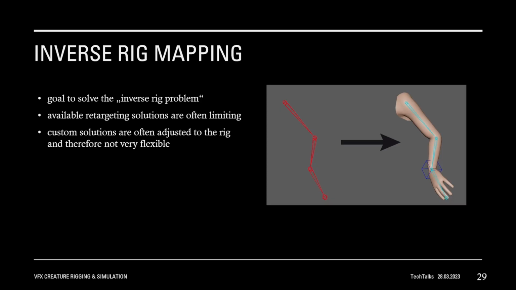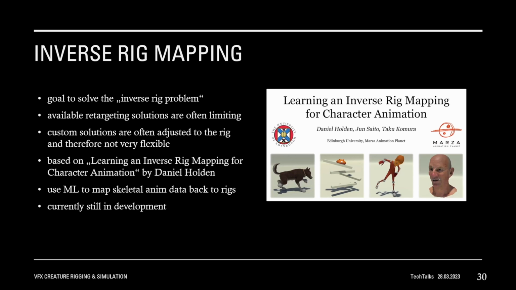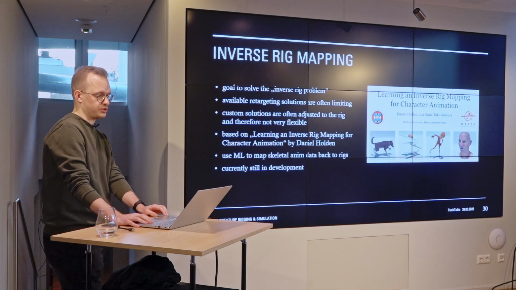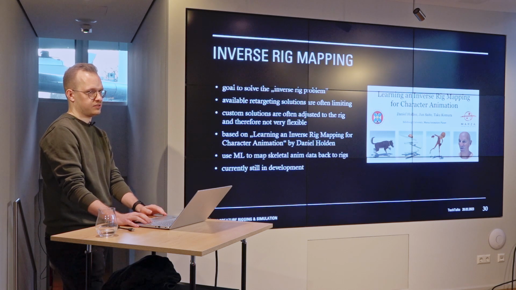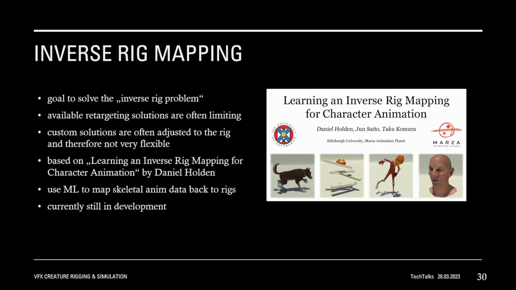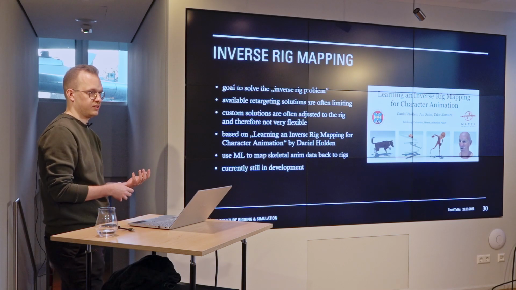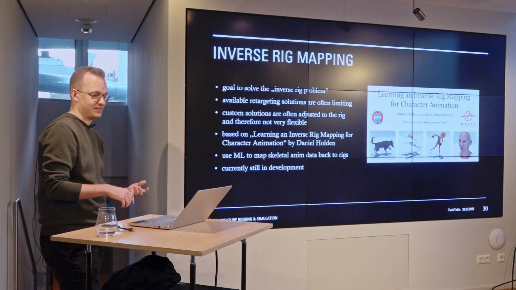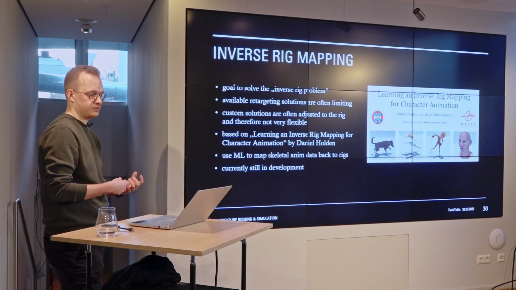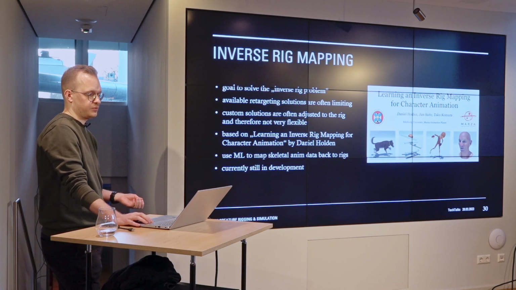And if you do custom solutions, they are not really flexible, since they are most of the time adjusted to the rig itself. That's why I built a toolset based on the paper Learning an Inverse Rig Mapping for Character Animation by Daniel Holden, to use machine learning to map the skeleton animation data back to rigs. Basically, the machine learning model is trained with the rig attributes. Then the model knows the correlation between the rig attributes and the joints. So if you move one control, the joint is also affected, and you train the model with this correlation. Then you can give the machine learning model the skeleton animation, and it will predict the attributes on the rig itself.